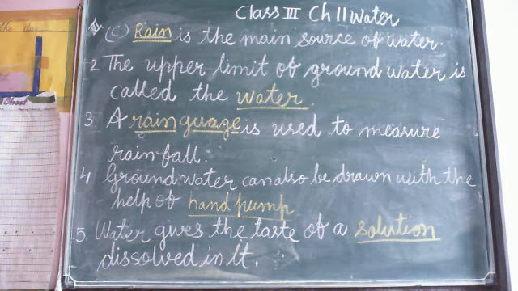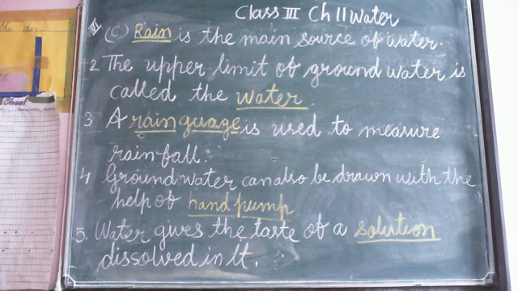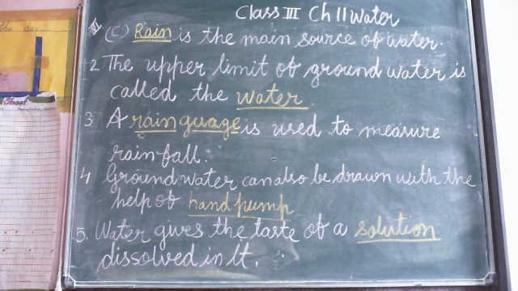Take the screenshot faster. Whatever I wrote with the colored chalk, with the yellow chalk, this is your answer. Number 1, A is the rain is the main source of the water. Rain is your answer. Number 2, the upper limit of the groundwater is called the water. Number 3, rain gauge is used to measure the rainfall. And number 4, groundwater can also be drawn with the help of hand pump, and water gives the taste of a solution that dissolves in it. So here we are completing the exercise number C, fill in the blanks.